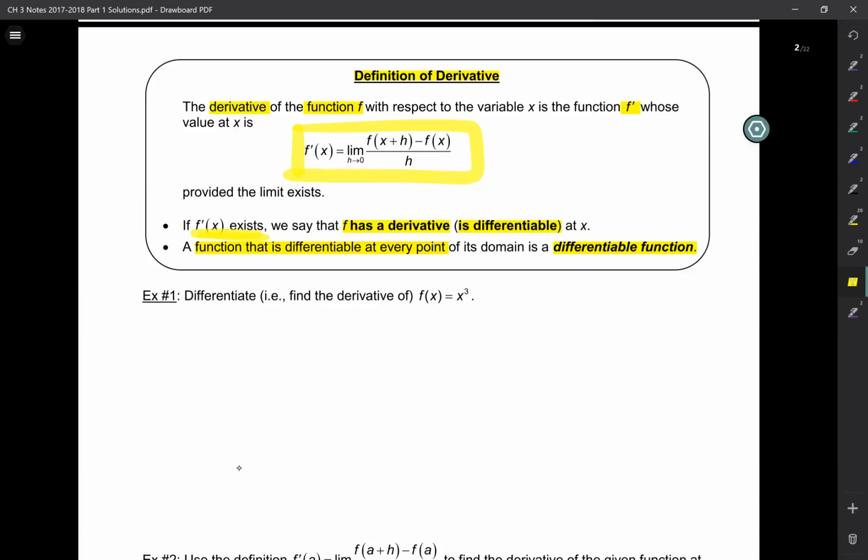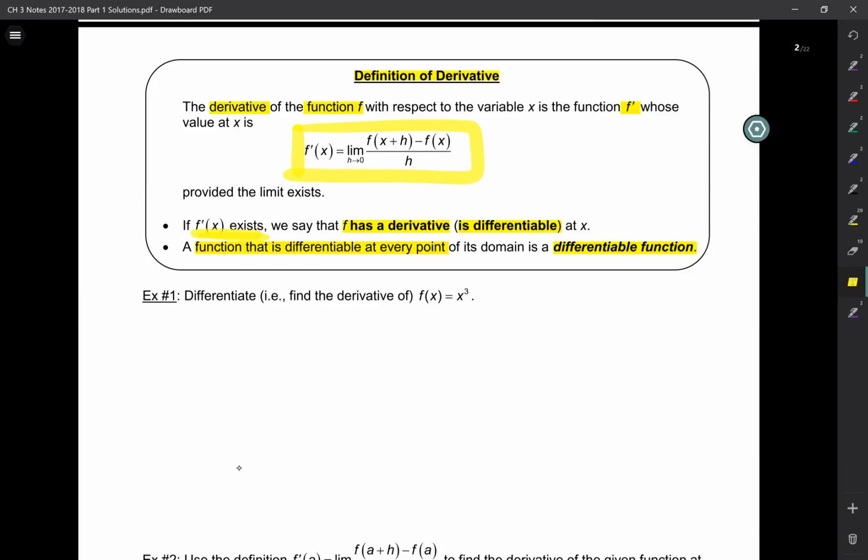All right. Wait, so that means there's no poles or discontinuity? No, it just means you can find the derivative everywhere. We're going to talk about that, okay? That would be continuous, what you're saying. We're talking about differentiable. They're not the same thing.